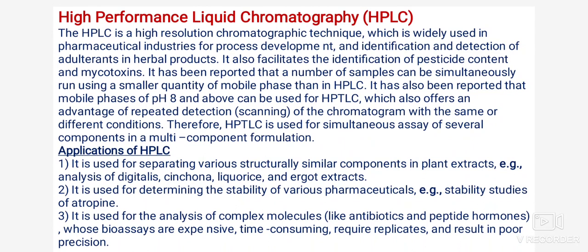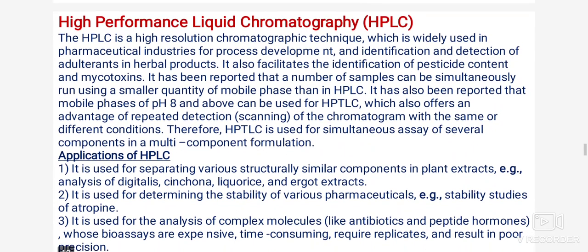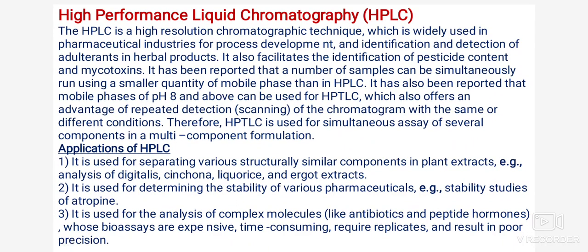Next one, that is high performance liquid chromatography. In that, HPLC is a high resolution chromatographic technique which is widely used in the pharmaceutical industries for process development and identification and detection of adulterants in herbal products. It also facilitates the identification of pesticide content and mycotoxins.